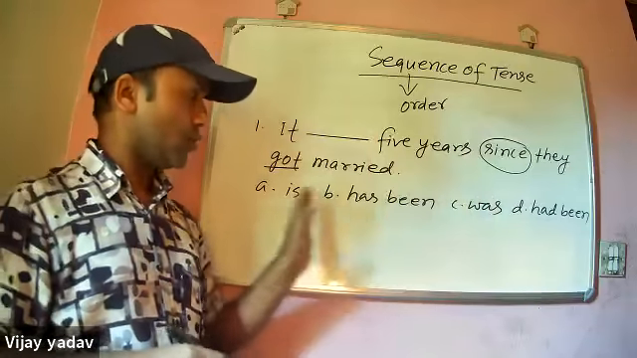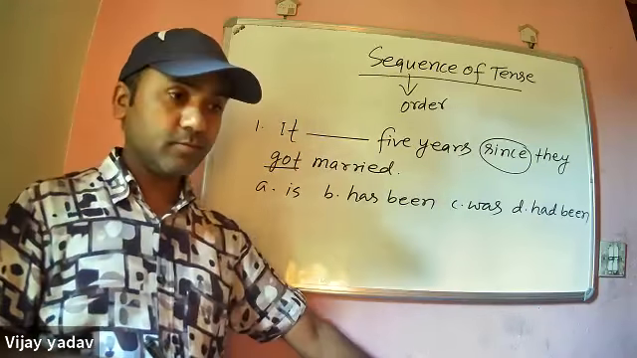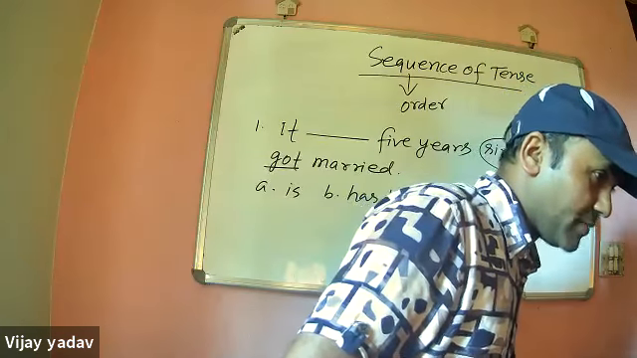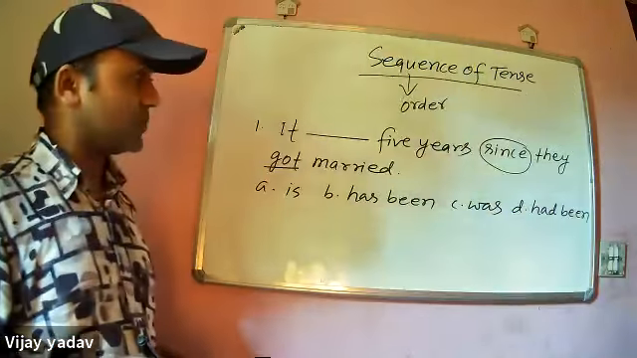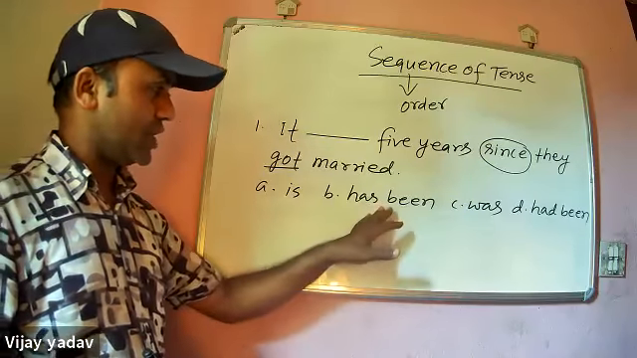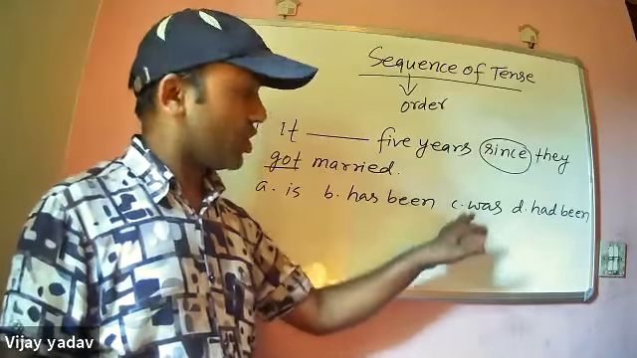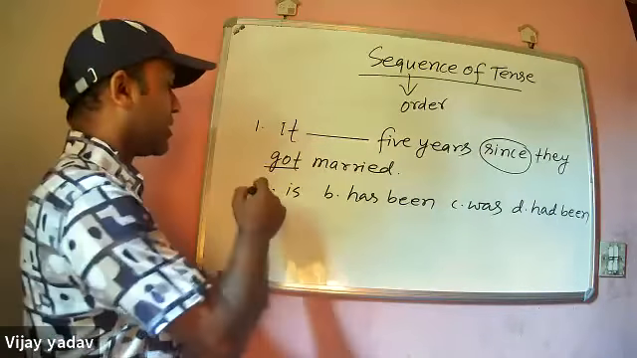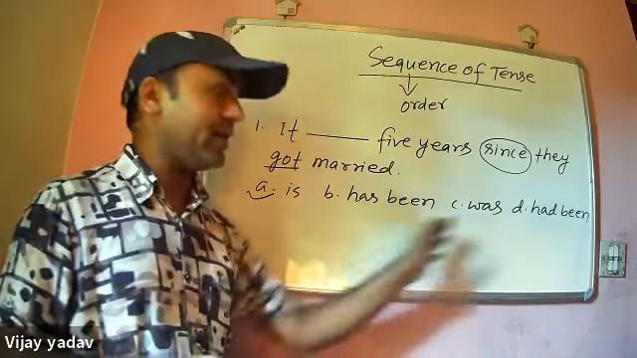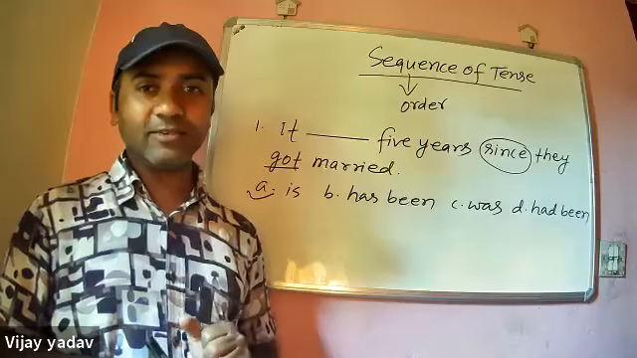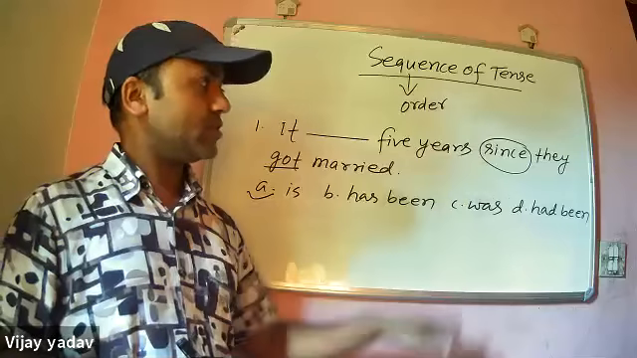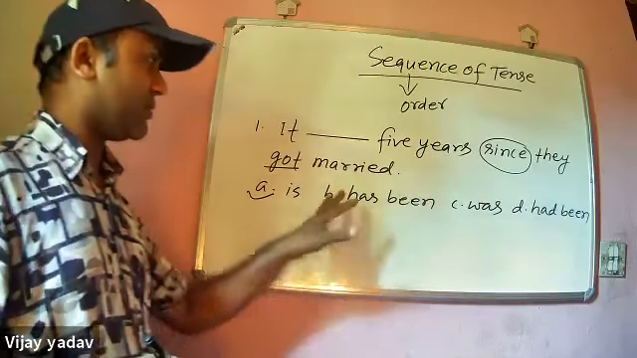Now before since, what do we use? So here, one of you has selected option D, had been. So neither B nor D nor C, rather the correct option is A. Now why A? Why not the others? Let's discuss the rules. I will tell you why.